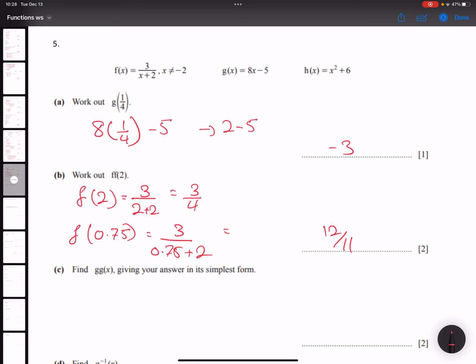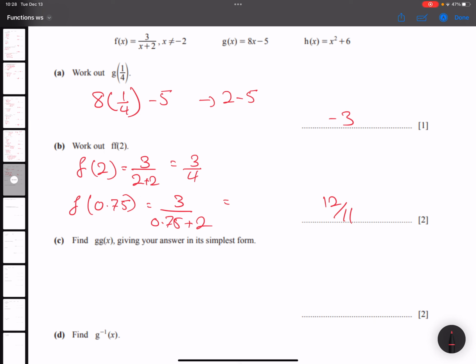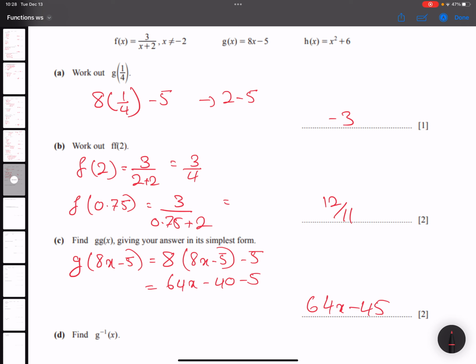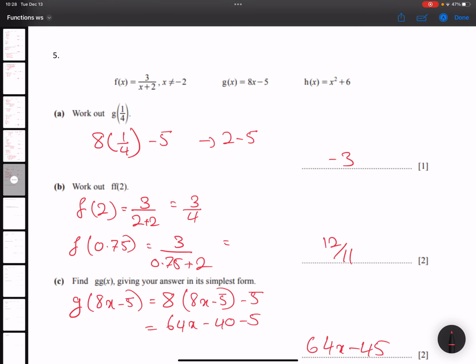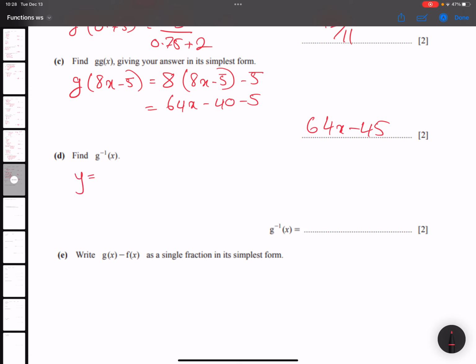Okay, so g of g of x: you know that g of x is 8x minus 5. So you're going to say g of 8x minus 5, which is 8 times 8x minus 5, which is 64x minus 40 minus 5, 64x minus 45. G inverse: y equals 8x minus 5, then we make x the subject, so y plus 5 over 8 equals x. So change the y to x, so x plus 5 over 8.